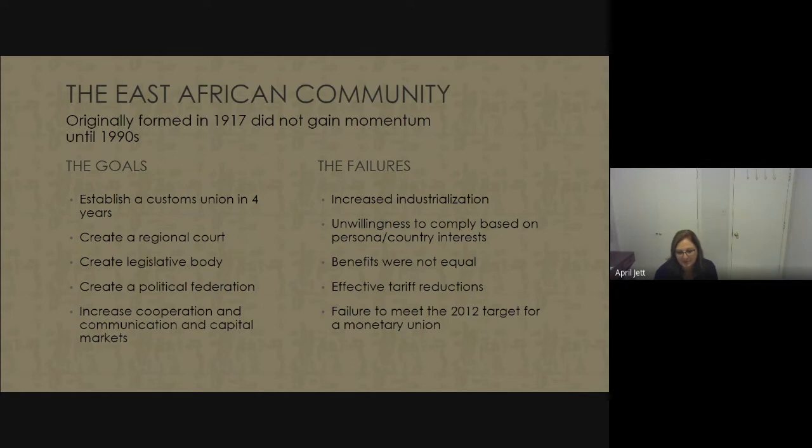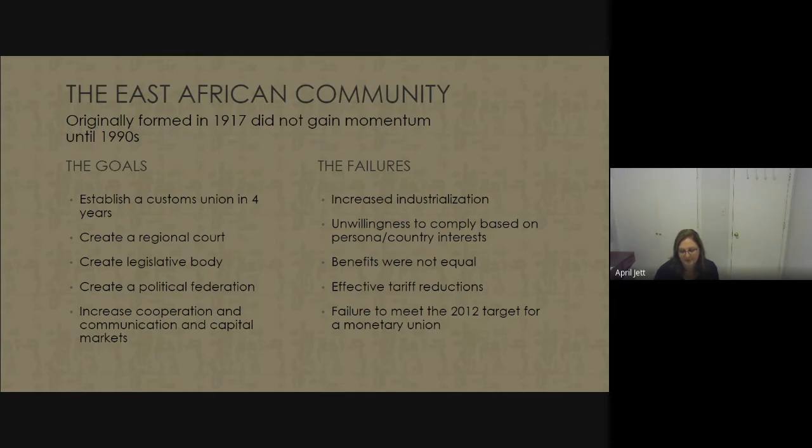Some of the goals also would include creating a regional court. This court of justice was established in 1999, but they didn't hear their first case until 2005. Another goal would be for creation of a legislative body. The Legislative Assembly was founded in 2001, and it has 62 members, 56 of which were elected, and then 8 were non-elected committee members. The political federation was the ultimate goal of creation.